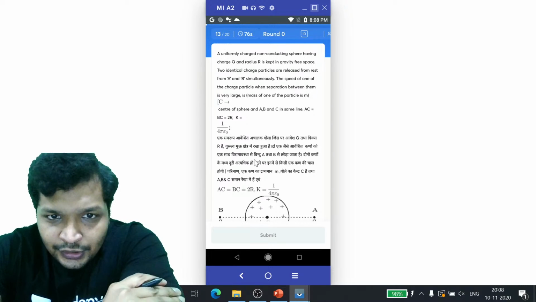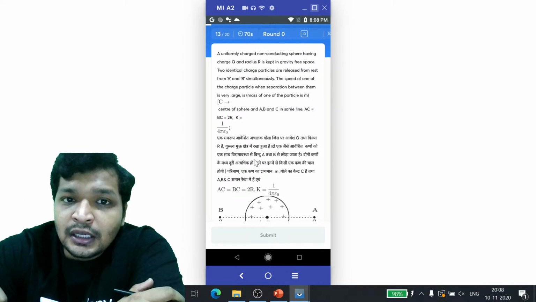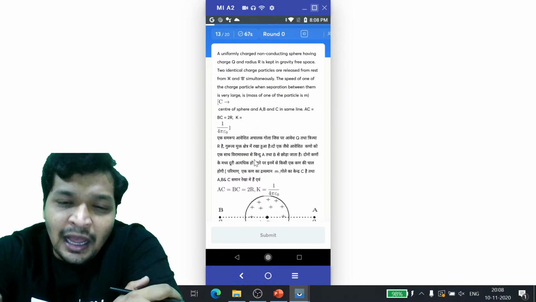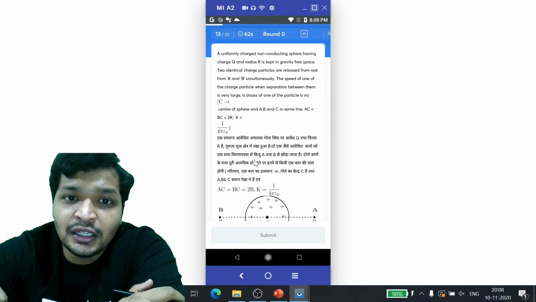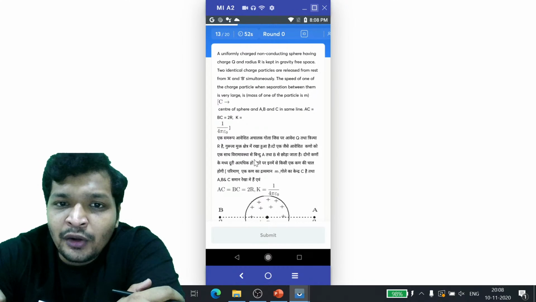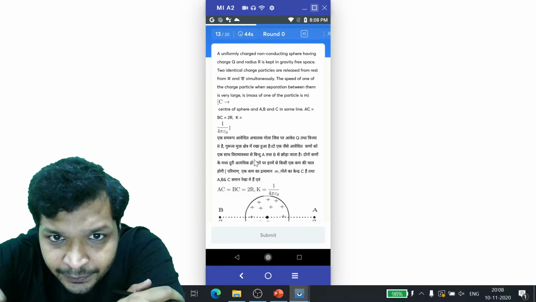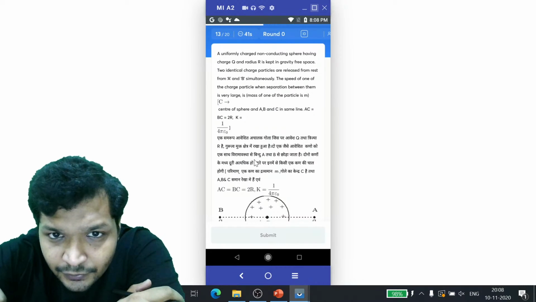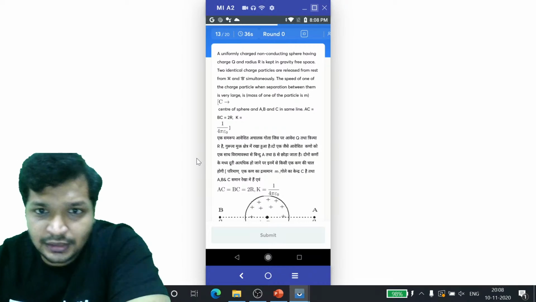This looks like a previous year JEE Mains question. So stay attentive and try to solve it, students. That's the key part. A uniformly charged non-conducting sphere having charge q and radius r is kept in a gravity-free space. Something very favorable for you is given. Two identically charged particles are released from rest simultaneously from A and B. The speed of one of the charged particles when the separation between them is very large is how much is being asked, I guess.